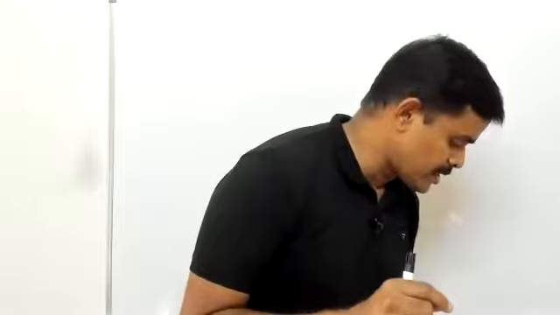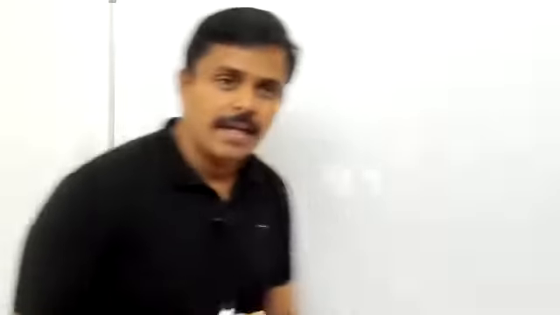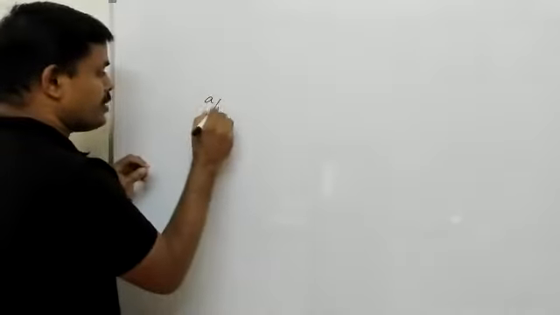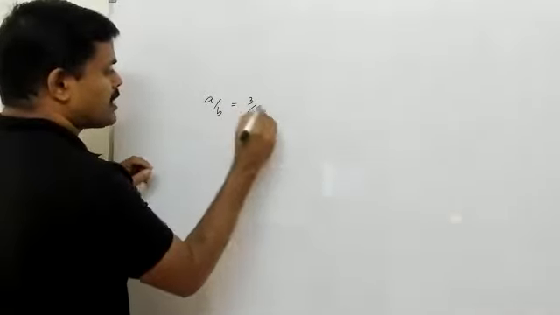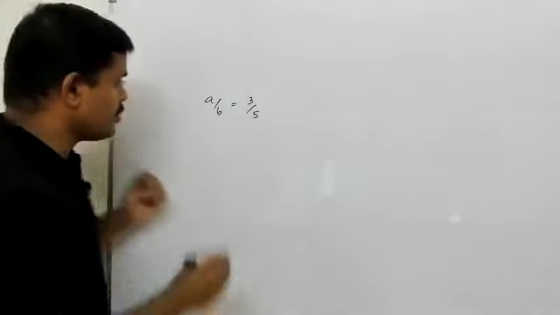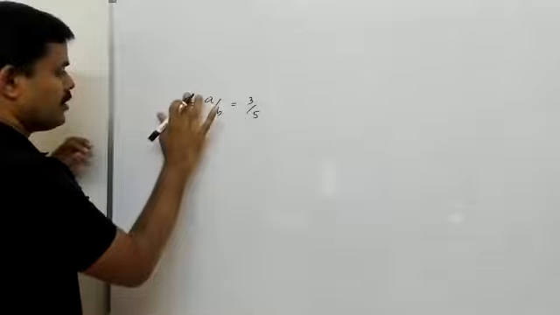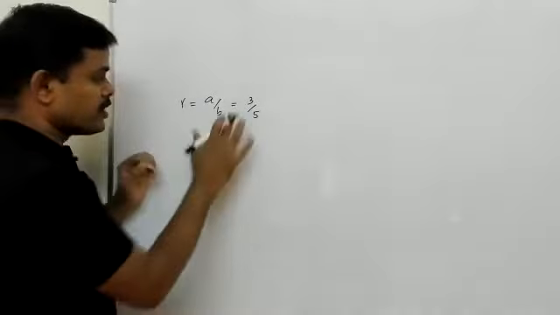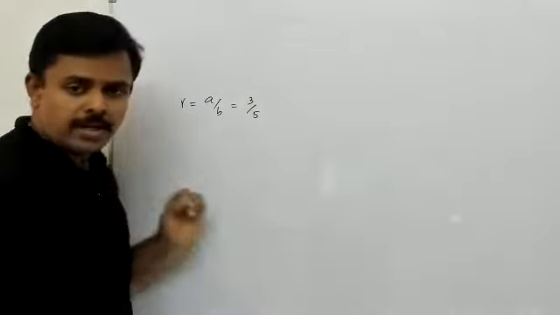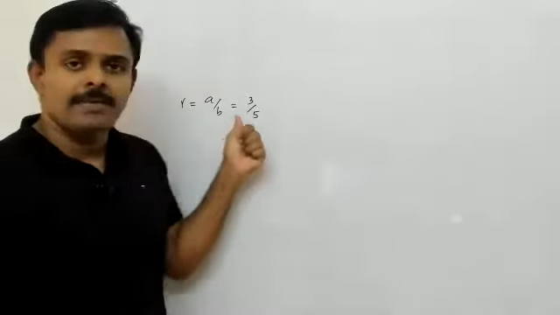A2. If the amplitude ratio of two sources producing interference is 3:5, the ratio of intensities at maxima and minima is. Amplitude ratio of two sources is given as 3:5. What is amplitude ratio? A by B is given, 3/5. It was called R. We had a term for it. Amplitude ratio is called R. It is A by B, which is 3/5.